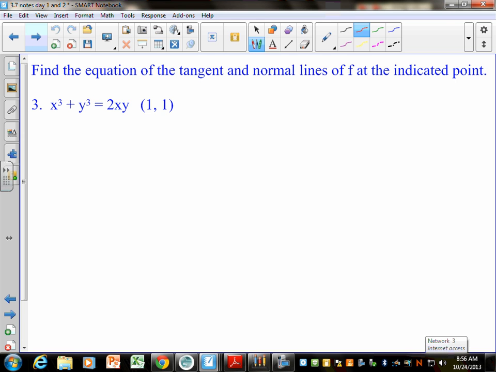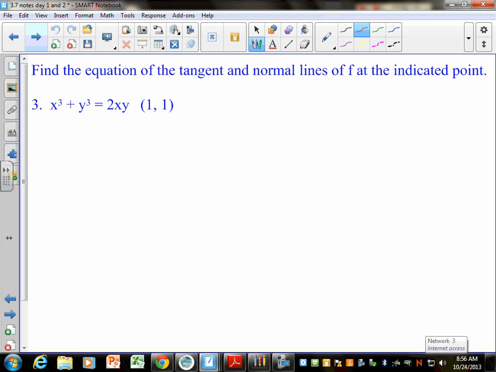So again, when you see x and y in an equation, you have to start thinking implicit differentiation. On the AP test, it's definitely not going to say, hey, use implicit here. They want you to recognize it. On my test, it's probably not going to say use implicit. You've got to recognize when you see x and y together.